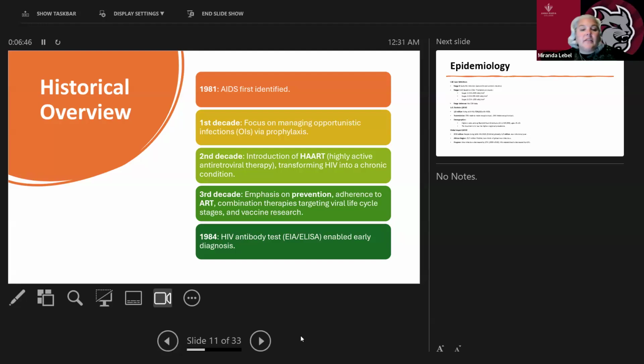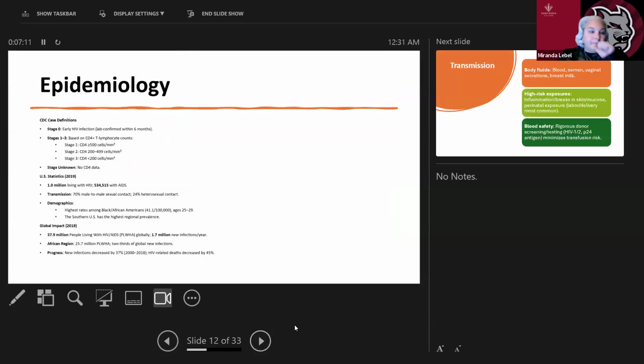And then in the third decade, we had an emphasis on prevention, adherence to ART, antiretroviral therapy, and combination therapies targeting viral life cycle stages in vaccine research. In 1984, we developed the HIV antibody test, the ELISA, which enabled early diagnosis.